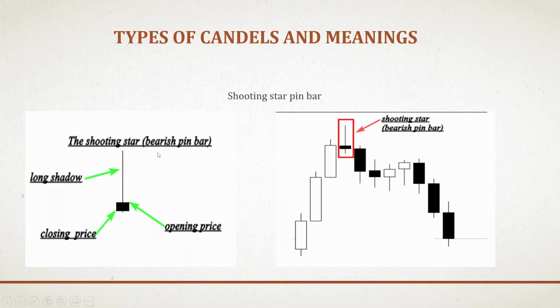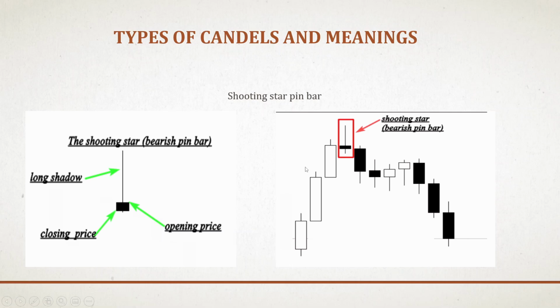The shooting star is a bearish pin bar, so it has a long shadow. Again, what does this mean? First of all, there was a lot of buying pressure that day. Then the buying pressure went down, and a lot of people were selling the market at this point. You can see this is the opening price, and this is the closing price of that day. So the market went into a bearish sign, and that means if this is at a resistance level also, the market can change direction.